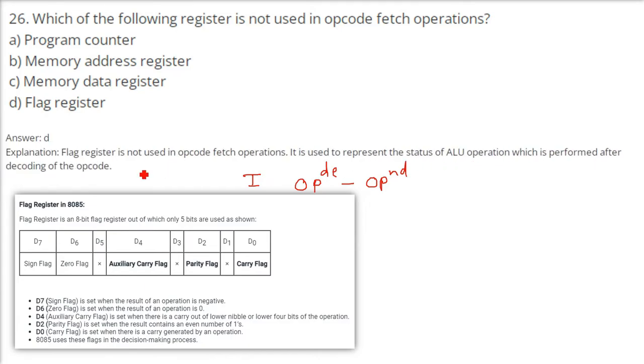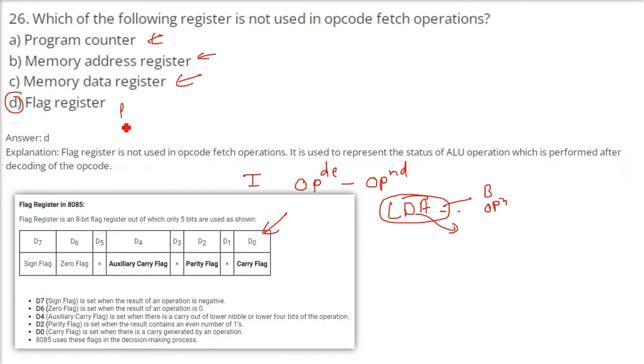The flag register is not used in opcode fetch operation, because the flag register is used to represent the status of arithmetic and logic operations, for example when an operation like LDA is performed after decoding the opcode. Once the opcode is decoded, then the operation is performed and all the flags will be affected. For fetching, the flag won't be used. The program counter, the memory address register and the memory data register, all these three are part of the fetch operation, not the flag register.